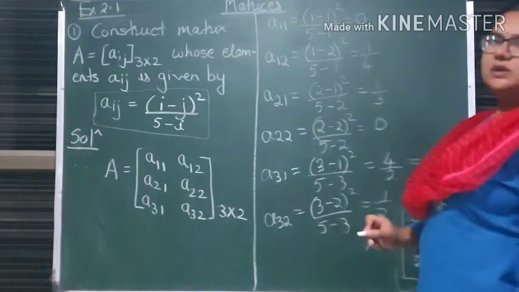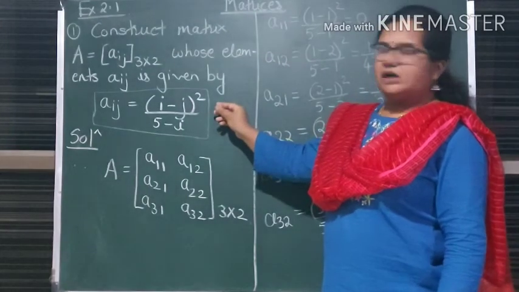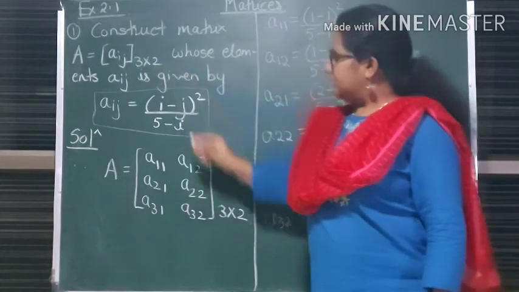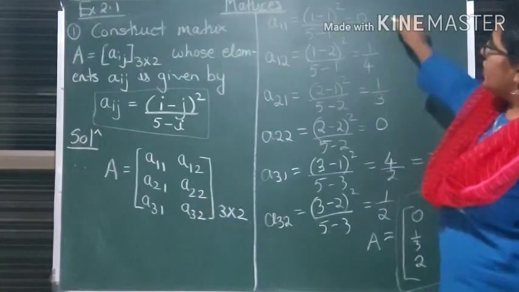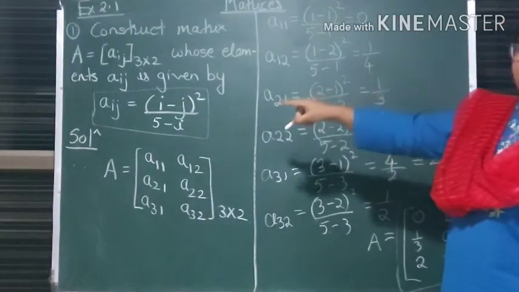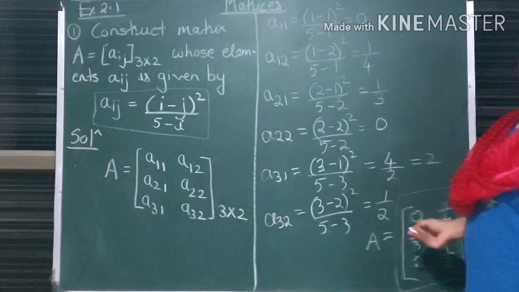So, understood how to construct a matrix? They will give you the element formula, and accordingly the order will tell you how many elements are there in the matrix, and then you have to find all the elements by using the given formula, and then you have to write the final matrix. Yes, clear?